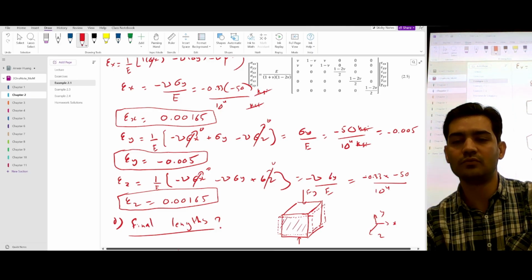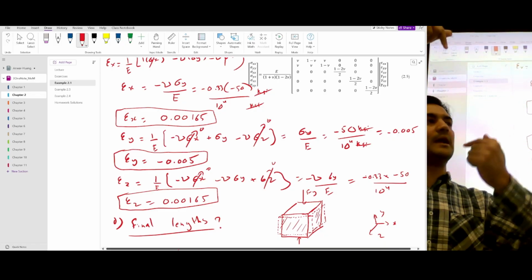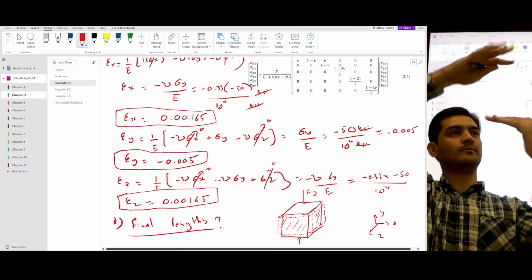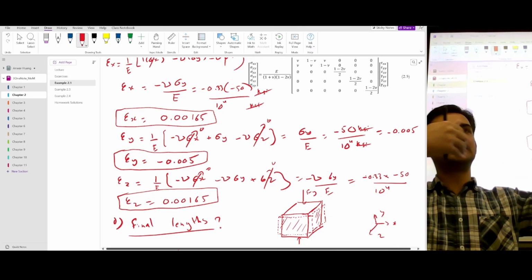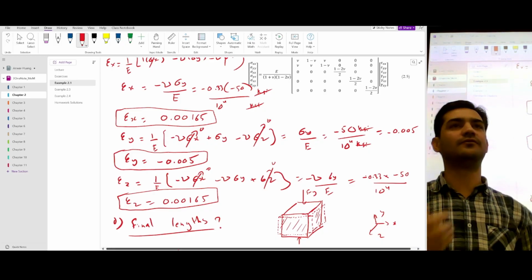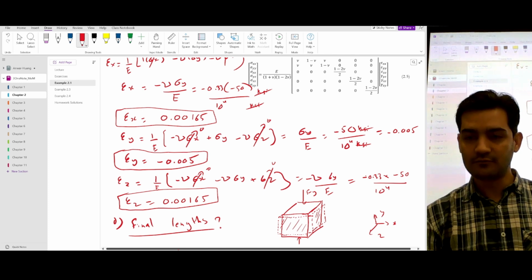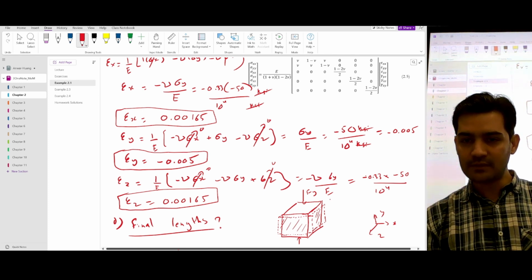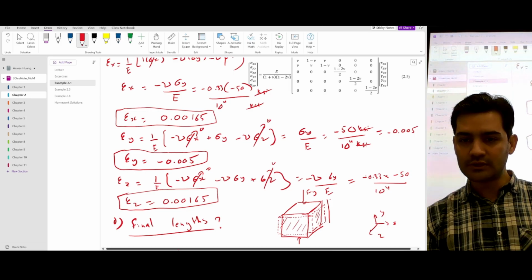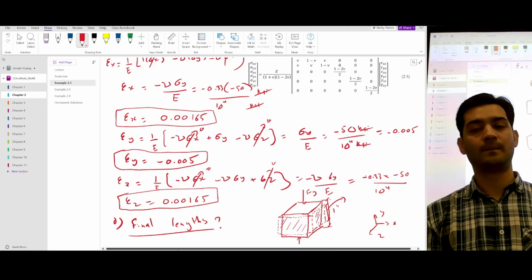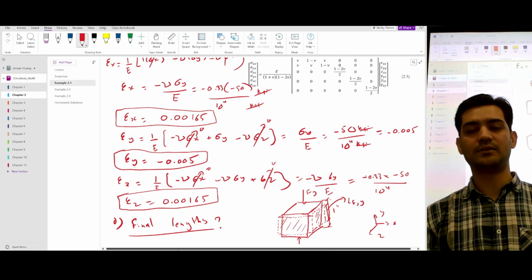So when you apply a force, in the direction you're applying force you're going to see compression, but in the other two directions it's going to stretch out. So it's going to change shape because of the force. The question is that we have to calculate the final lengths. For example, this was the original length, which was 1 inch, but because of the force, it's going to get reduced. Let's say this is the final length along y direction. We want to know this.